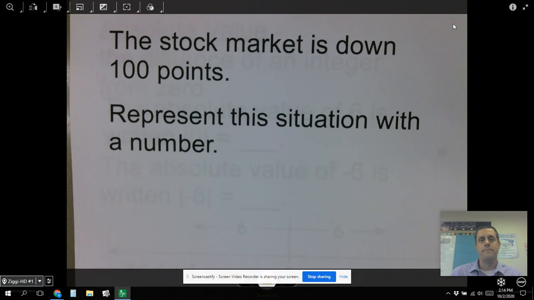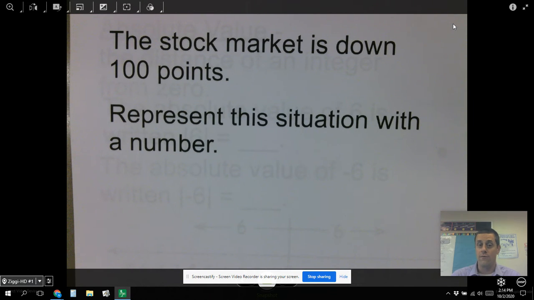All right, last one. Go ahead, try this one on your own. Pause the video. We are looking for a number that represents the stock market being down 100 points. Once you complete this on your own, go ahead and hit play again, and we'll see how you did.